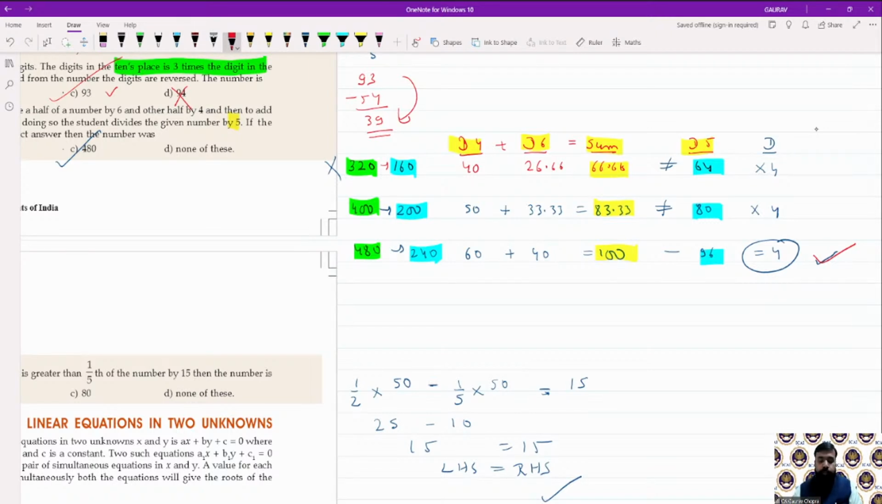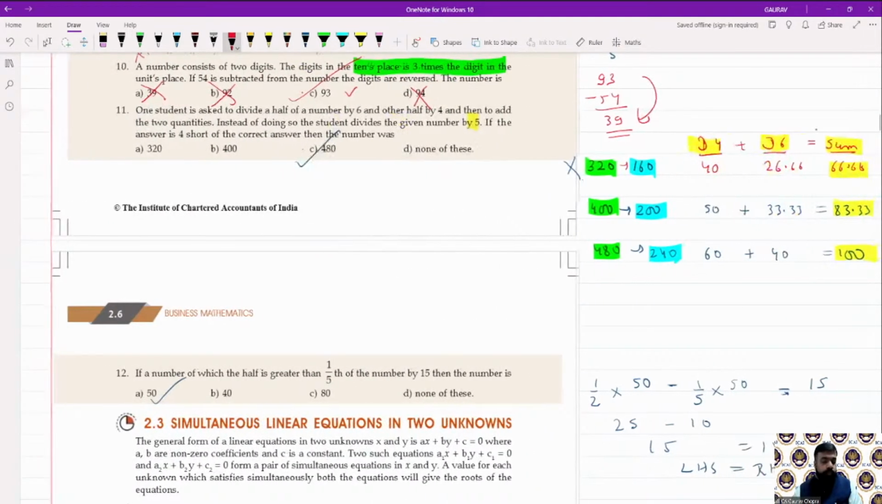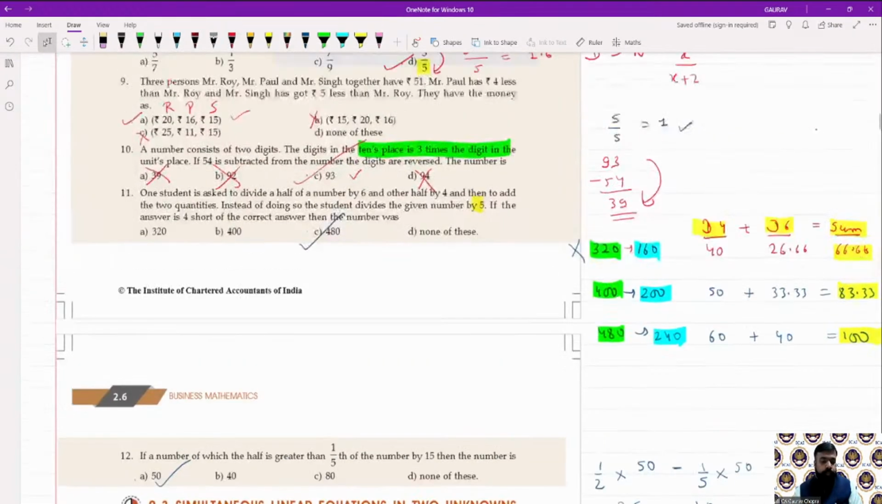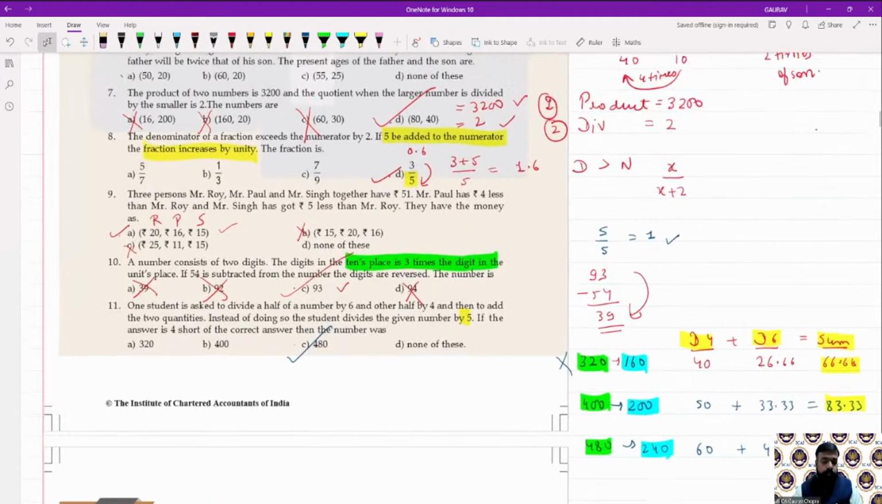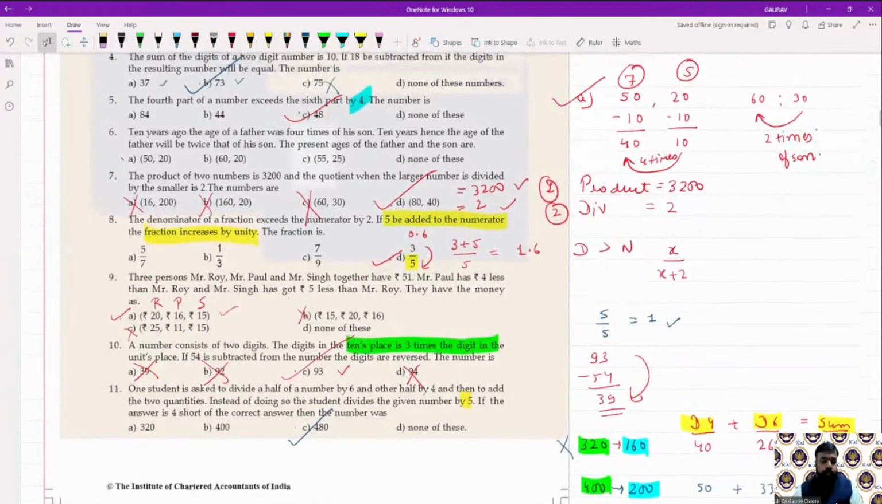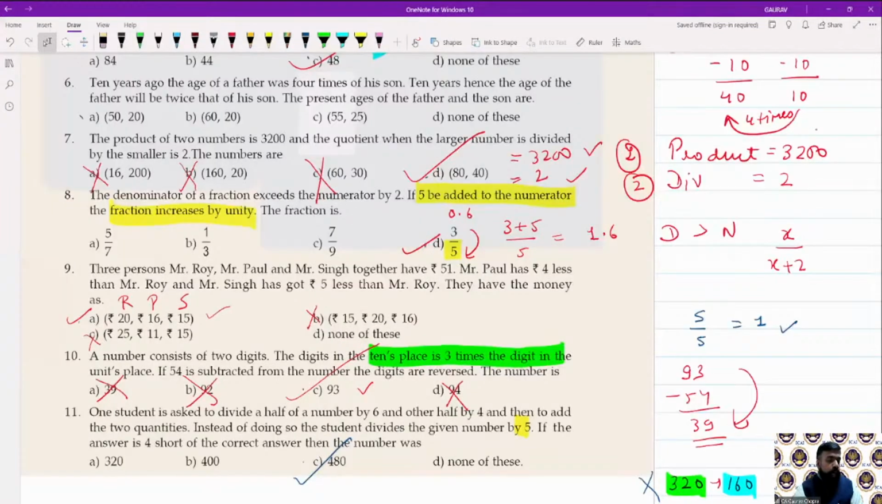So this was question number 11. Then question number 7 for Ayushi. Yes, Ayushi wanted to repeat question number 7.